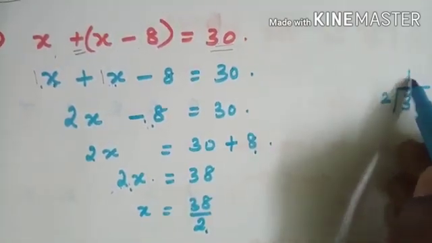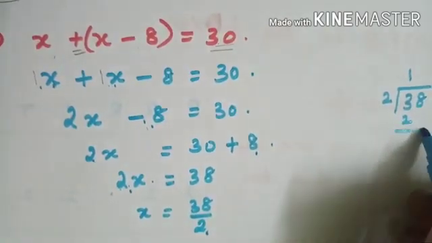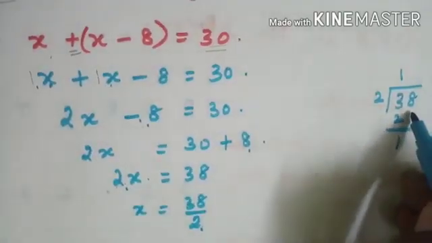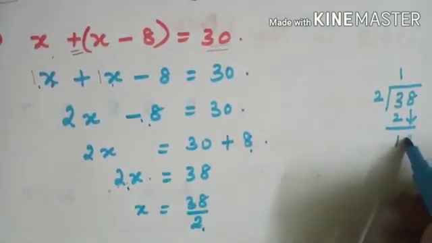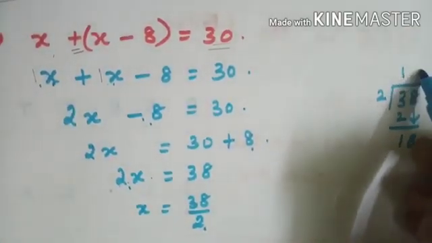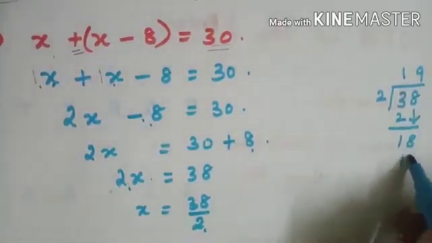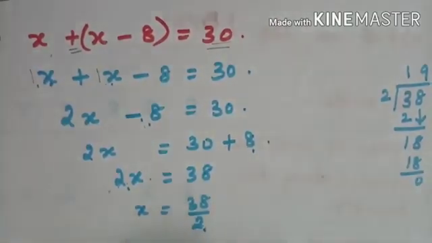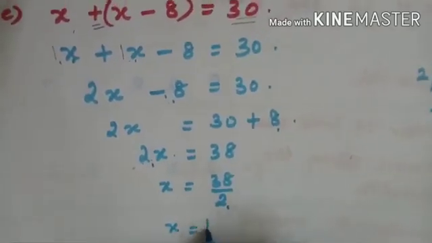Now we are going to divide 38 by 2. So see here, 1 2 is 2, isn't it? 2 and 1 will be the remainder. Now we are dropping the 8 here. So here you see, 9 2s are what? 18. Therefore x is equal to 19.